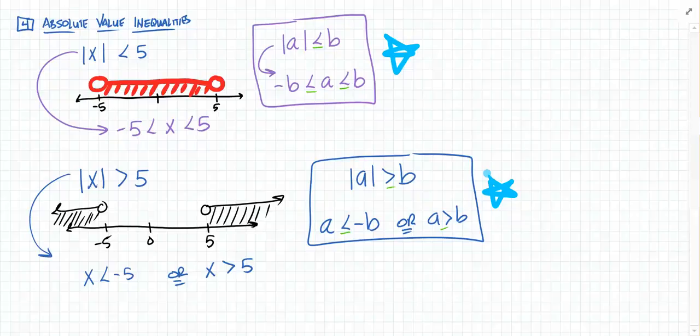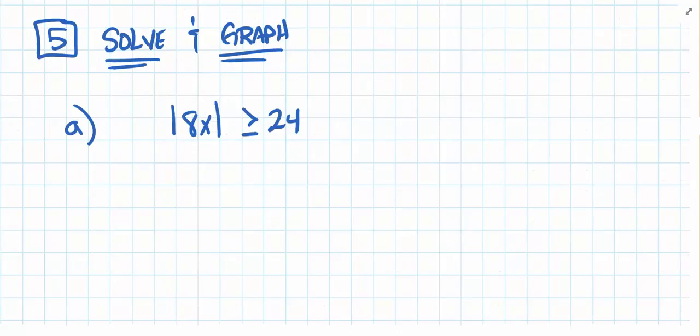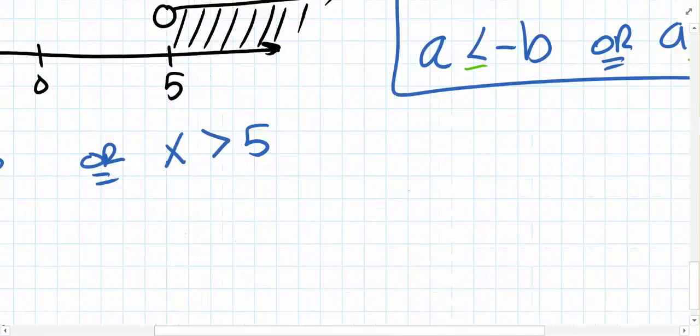Okay, here we go. The absolute value of 8x is greater than or equal to 24. All right. So what kind of a statement do I have? Do I have a greater than statement, or do I have a less than statement? I have a greater than or equal to. So if I go back up here, how do I deal with a greater than or equal to? What does that say right there? No, that's a greater than.